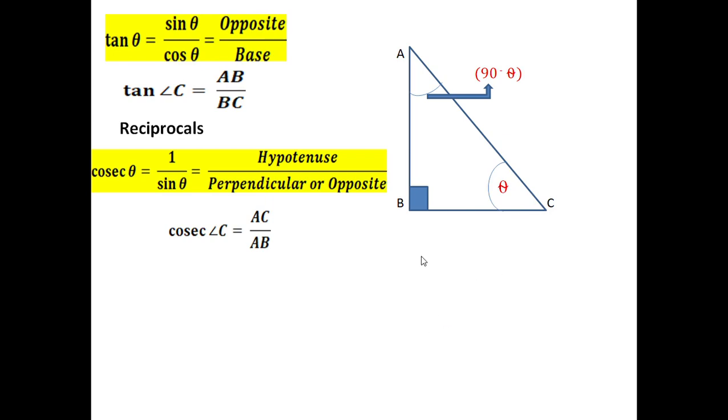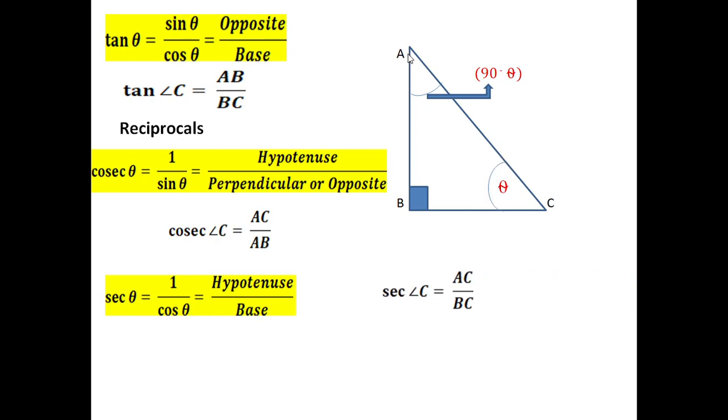Now, the second reciprocal, the reciprocal of cos. So 1 by cos theta, that is sec theta. Sec theta is defined as the reciprocal of cos theta, and ultimately the ratio will become hypotenuse by base, as cos theta is base by hypotenuse. So for this triangle, for angle C, we can write hypotenuse by base, AC by BC. Similarly, sec of angle A can be written as AC by AB, as for angle A, base is AB.